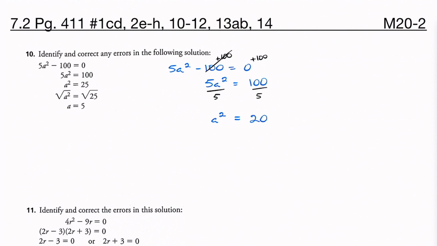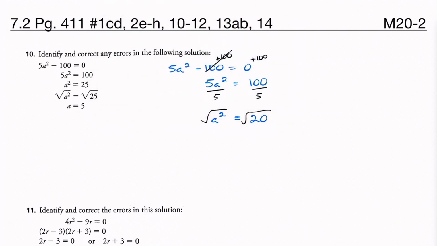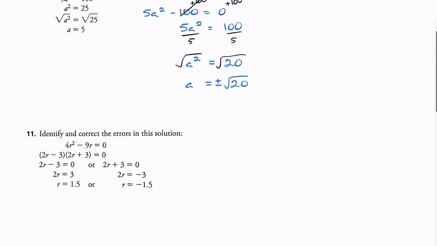Okay, and then we would want to take the square root of both sides. Okay, so we get the square root of 20. And you got to make sure you put a plus and a minus, because whenever you take the square root of something, there are going to be two roots. There's a positive one and there's a negative one. So in this case, we did not get the same answer of 5. So that one is done. On to our next one.